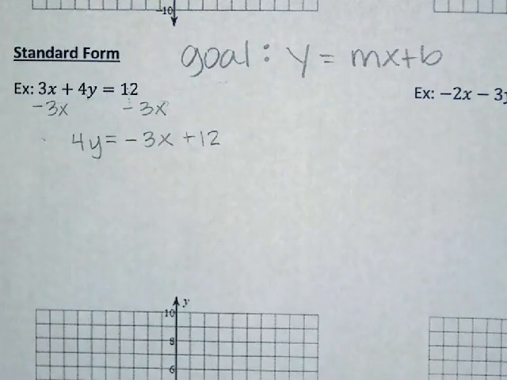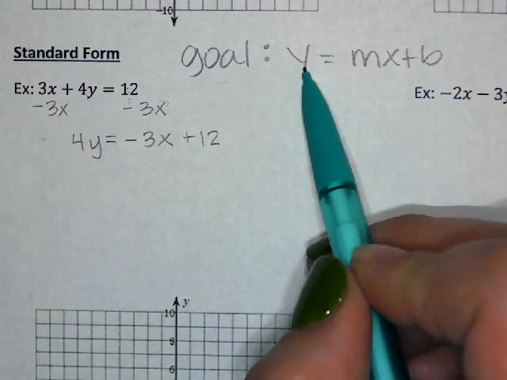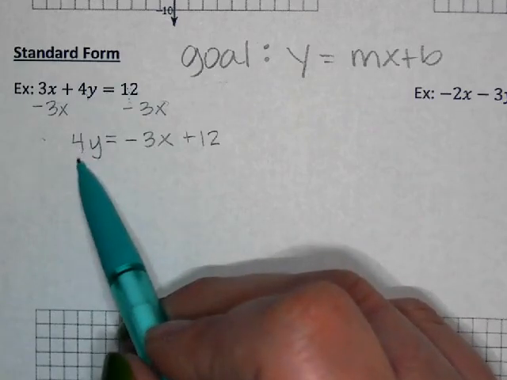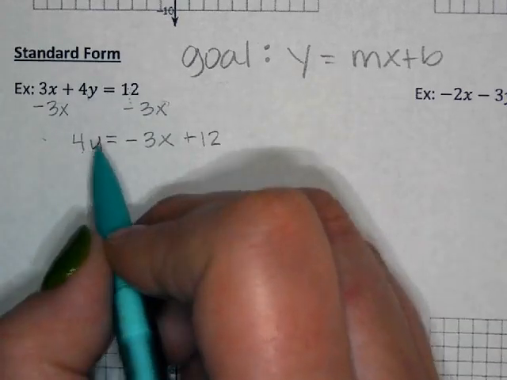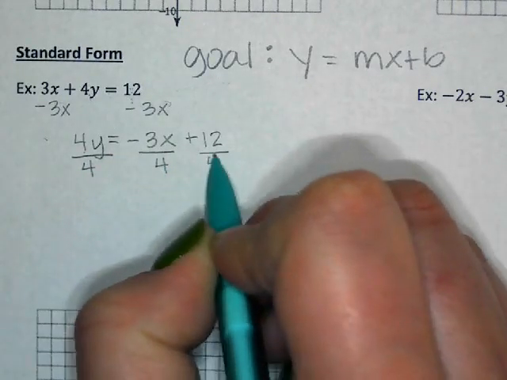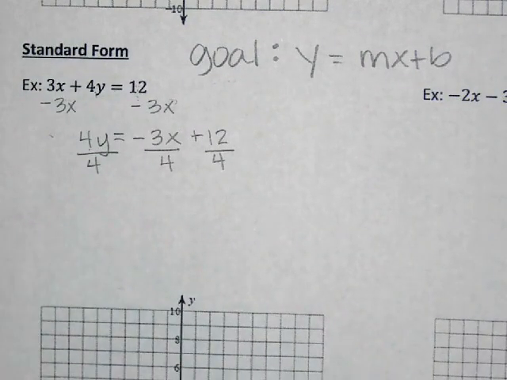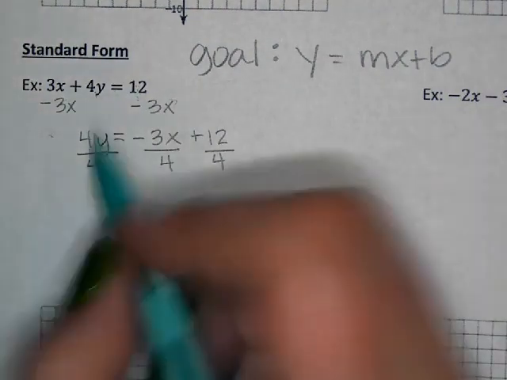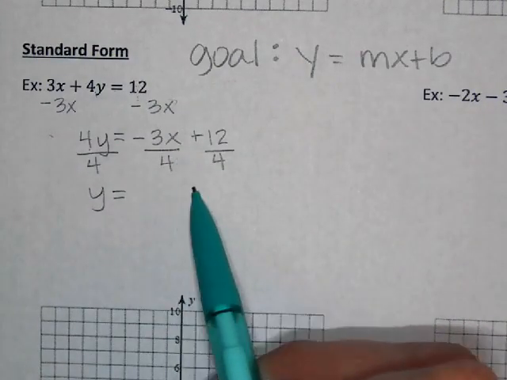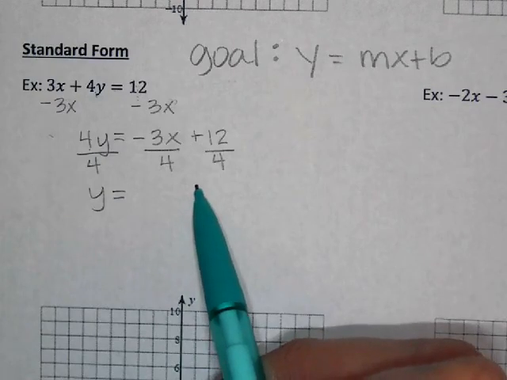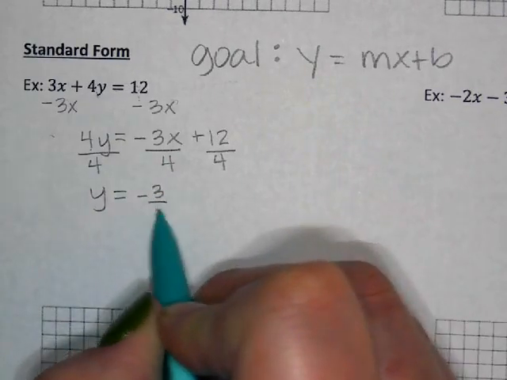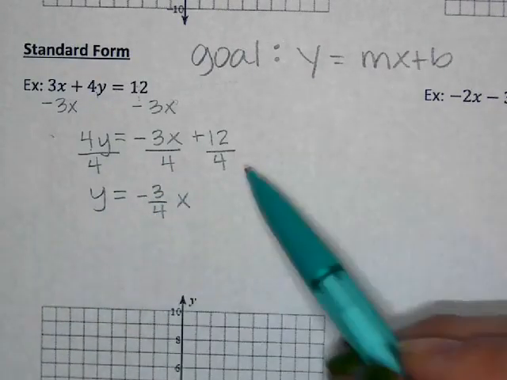Now, I want the y to be alone. I do not want there to be a 4 in front of the y. So how do I get rid of the 4 in front of the y? Divide by 4, right, Chris? Right. Okay, divide by 4. Okay, so the y is alone. Can you tell what the slope is? Yeah, it's negative 3/4. It's the fraction negative 3/4. Okay. And then 12 divided by 4 is a whole number. It is 3.